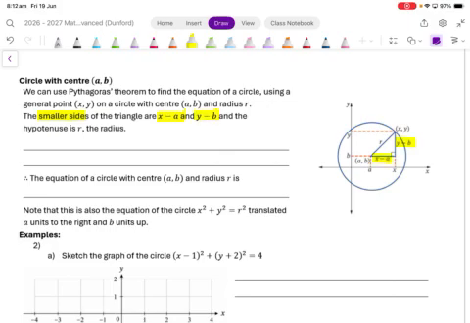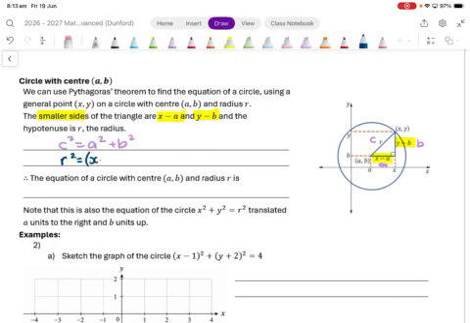What we have is that the smaller sides of the triangle are x minus a and y minus b. Using Pythagoras' theorem, c squared equals a squared plus b squared. So c is r, x minus a is our a value, and y minus b is our b value. What we will have is r squared equals x minus a all squared plus y minus b all squared.